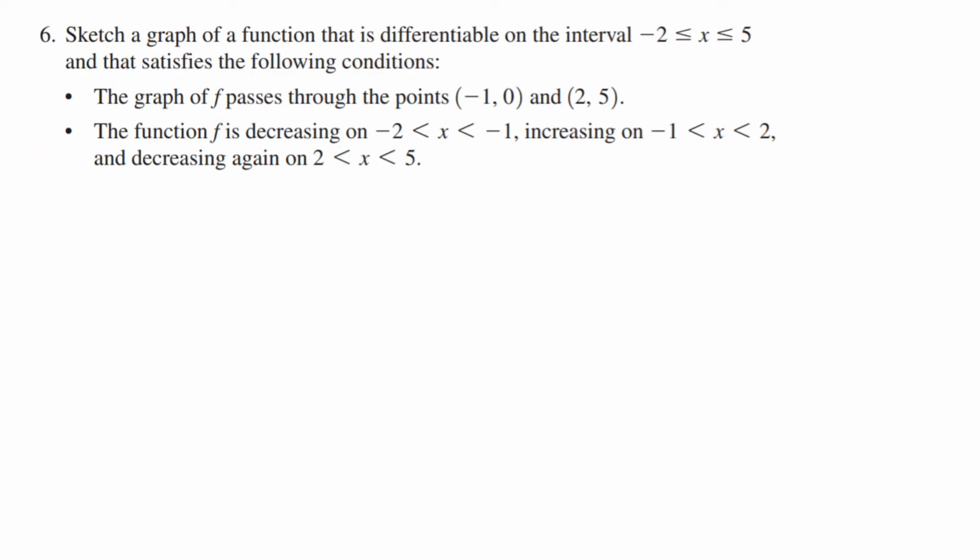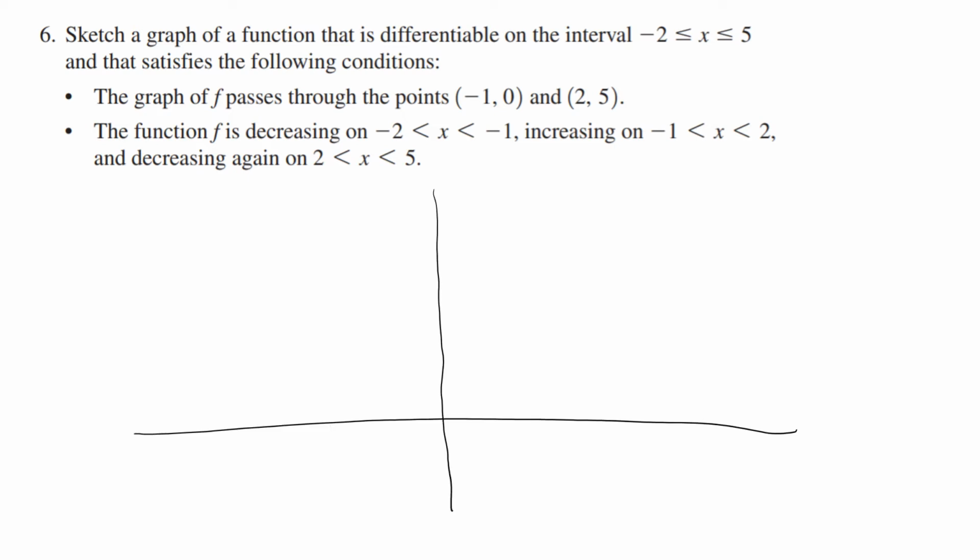So let's get used to drawing a graph with instructions given. This one wants us to sketch a graph of a function that is differentiable, so no holes, nothing, as we did in previous sections, on the interval -2 to 5 that satisfies the following conditions. The very first thing I do, before even reading anything, is put my interval: -2 over here, here's -1, and 1, 2, 3, 4, 5. I know it's going to be between these.